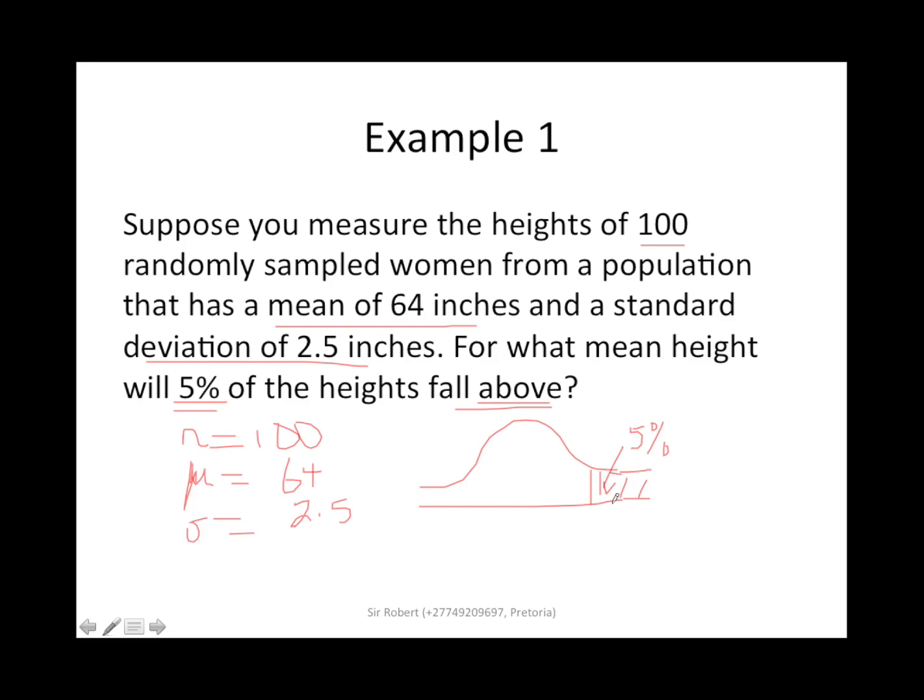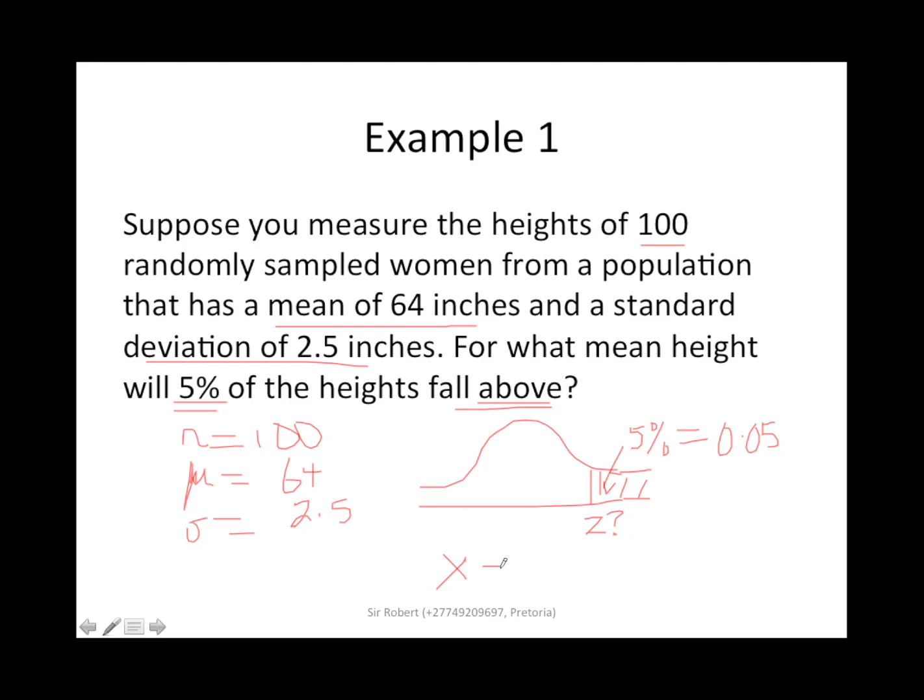So now, for us to get this 5% from the tables, it is 0.05. That's 5%. So we look for 0.05 on the proportions so that we can get the Z score here, which we currently do not know. Once you know the Z score, we will be able to use the formula.